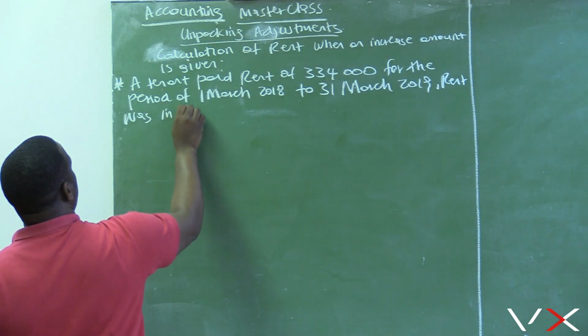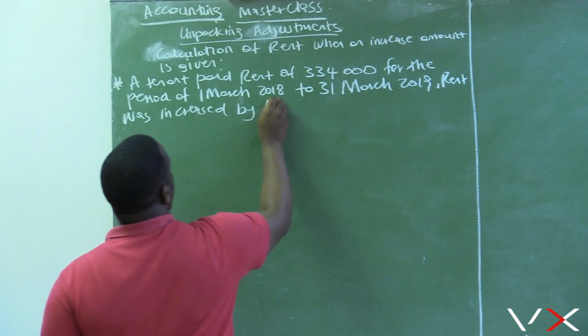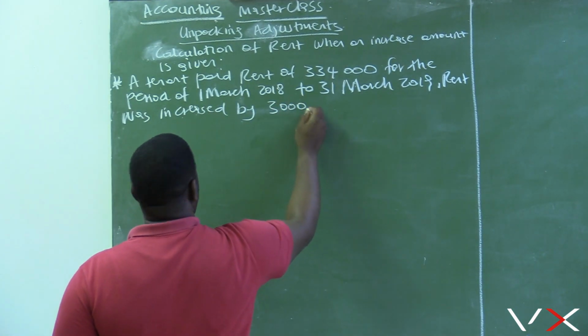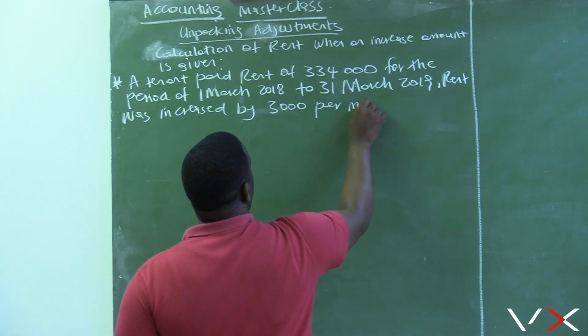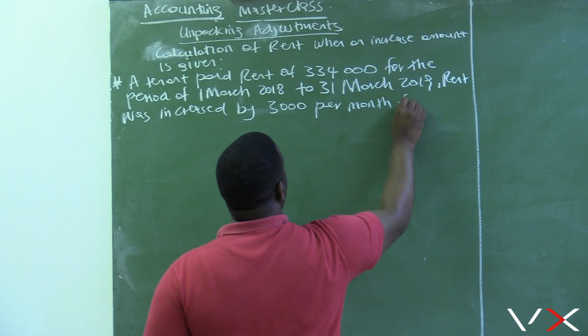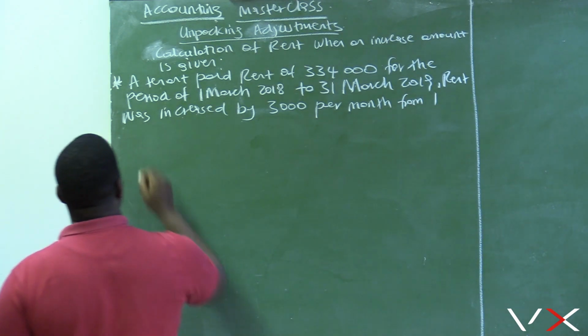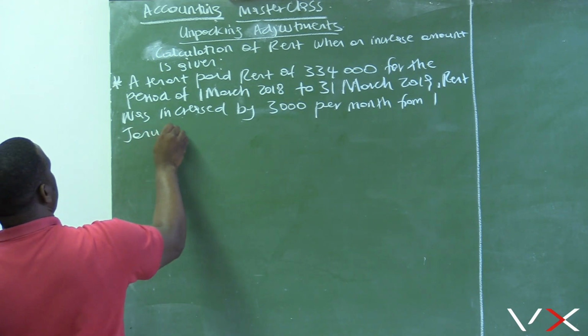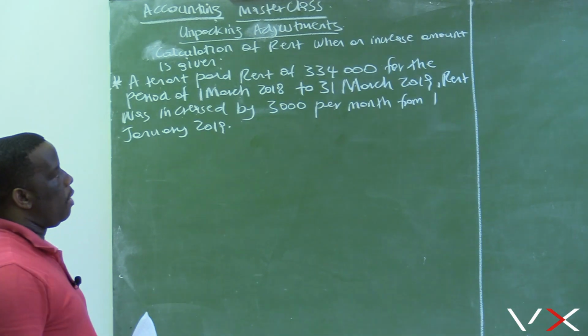Rent was increased by 3,000 per month from the 1st of January 2019. And we want to calculate.